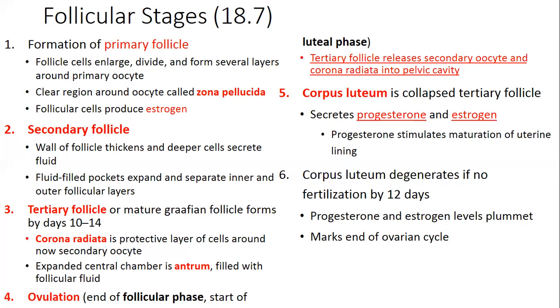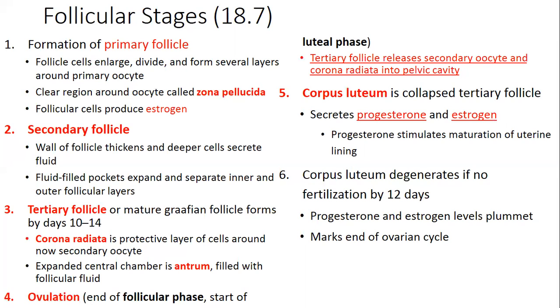The tertiary follicle becomes the corpus luteum once it releases the oocyte. It changes the intracellular makeup of the cells of the follicle a little bit. They respond to hormones like luteinizing hormone, and actually start to produce more progesterone than estrogen. And progesterone being secreted from this corpus luteum is what stimulates the maturation of the uterine lining so that it can support implantation of a fertilized egg and produce a baby.